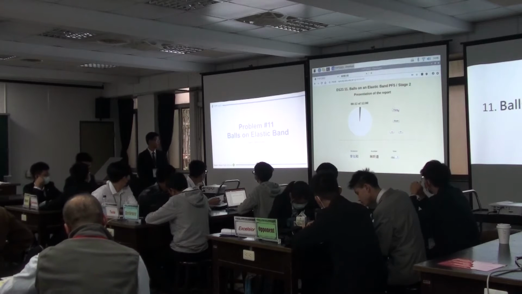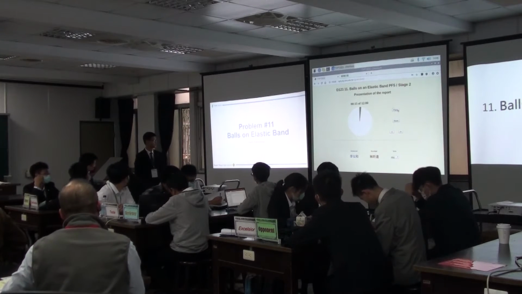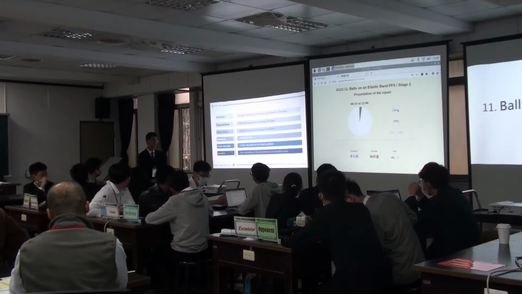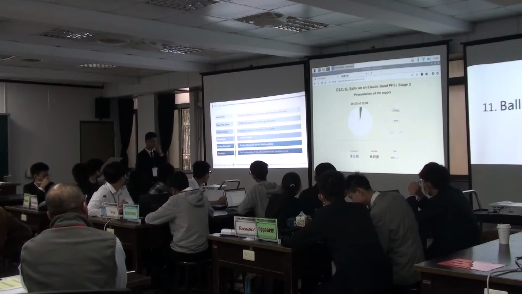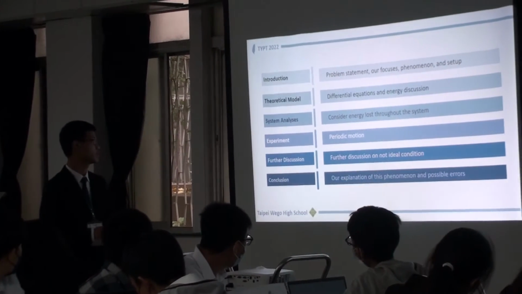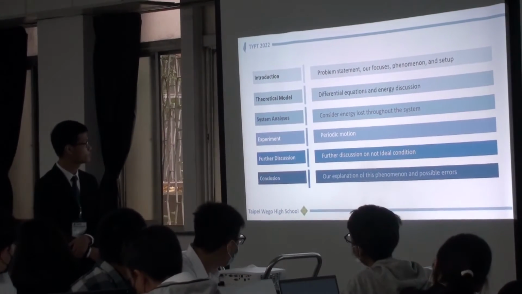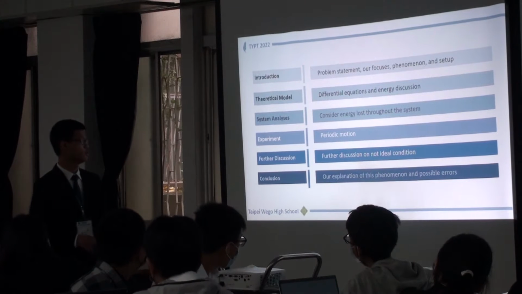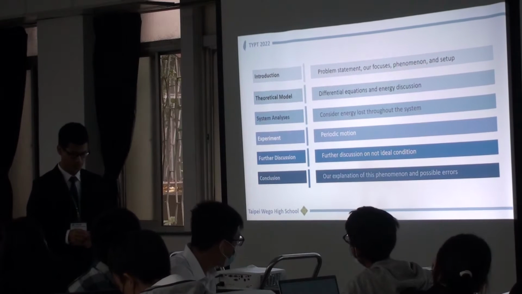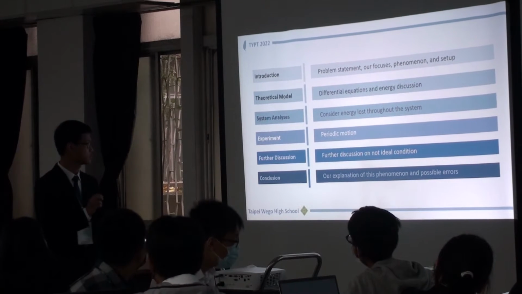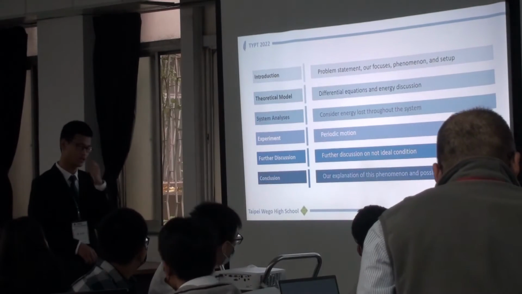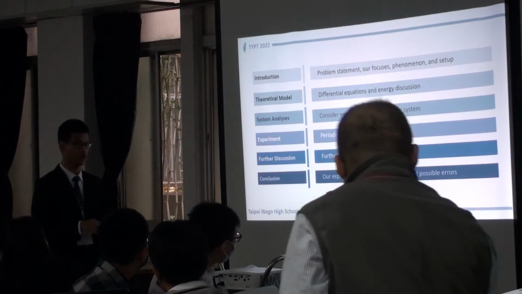Honorable judges and fellow competitors, I'm the reporter from Team Definition, and I'll be reporting problem number 11, balls on elastic band. First, I'll read my outline. I'll start with the introduction, talking about the problem statement, our focus, and the setup. Next, we'll move on to the theoretical model of our own theory, which will talk about the differential equations and about the energy. For the experiment, we'll be mainly talking about the systems analysis and the periodic motion. And last, for the further discussion, we will talk about the non-ideal condition and where the error can come from.